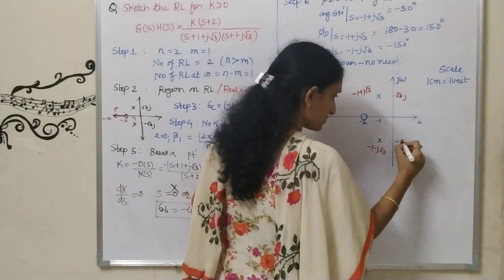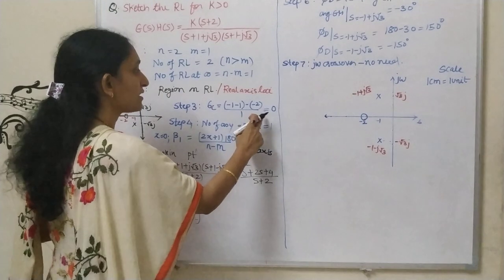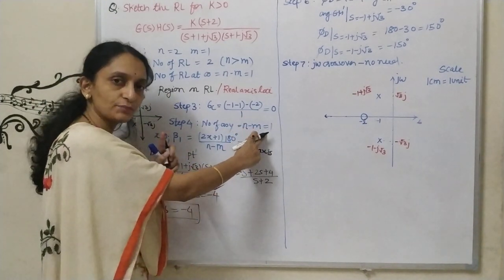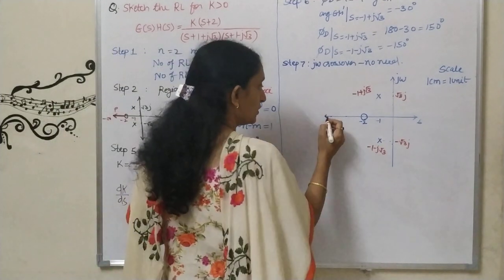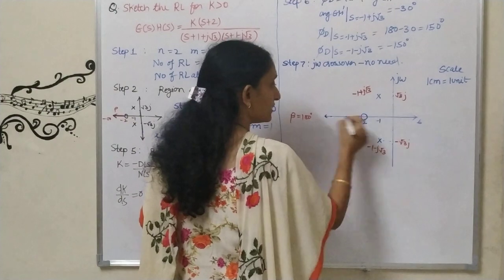So this is minus root 3j. Okay, next, see here sigma c is 0, no need to show because the asymptote is a single asymptote, that is 180 degree. Okay, so I will show here directly beta as 180 degree. This line itself is beta.